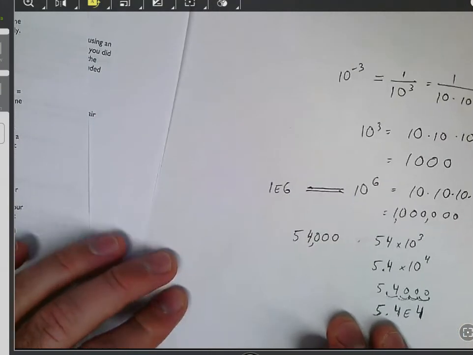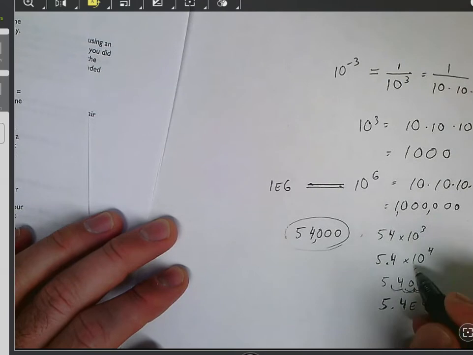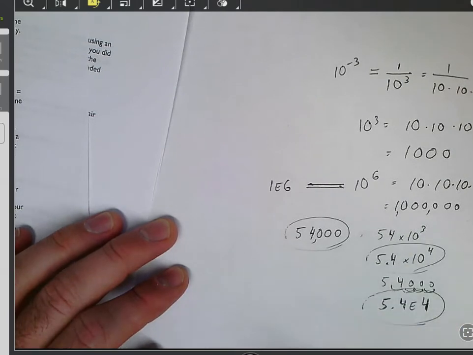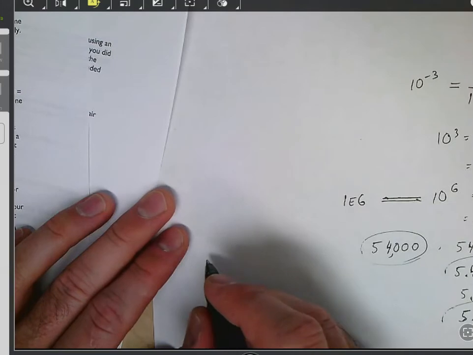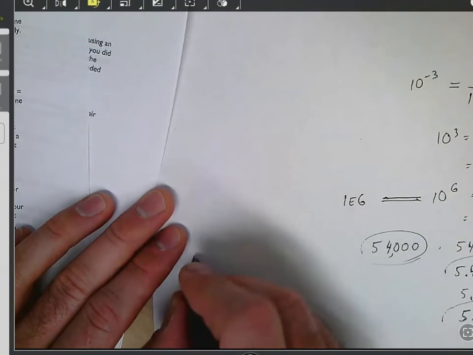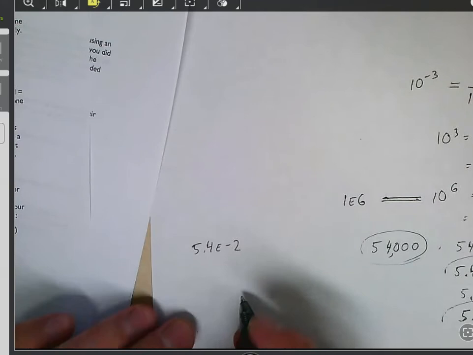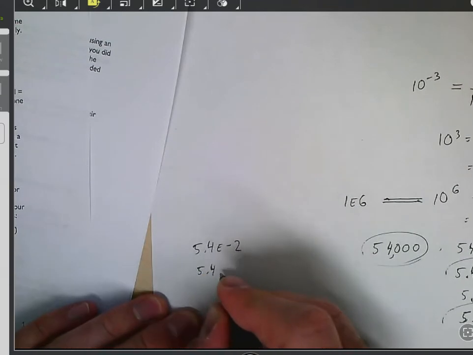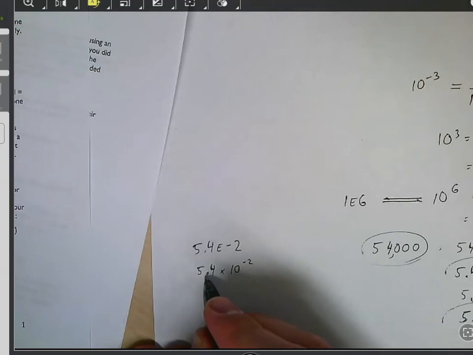So one thing I want to make sure that you do know how to do is go between this format, and this format, and this format, and that all 3 of those things feel good for you. Another thing that I want to say is this minus business. Well, what if I had 5.4 times 10 to the minus 2? That really means taking this decimal and sliding it over 2 to the left.